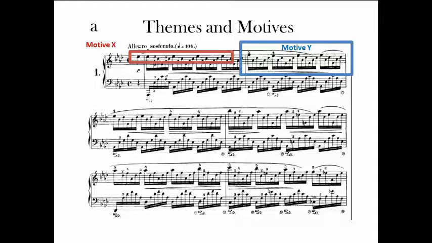And now we're going to talk about a motive Y. Like I said before, this is in the alto voice. It's an arpeggiated figure that is in the right hand of the pianist. And pay close attention to the middle voice of the etude.